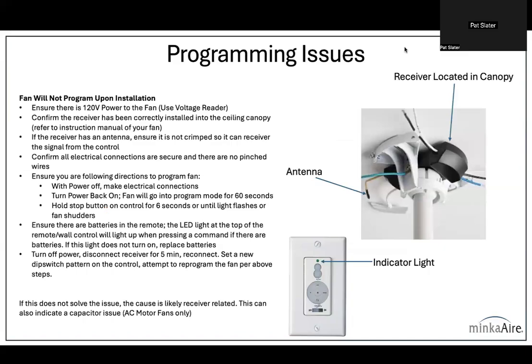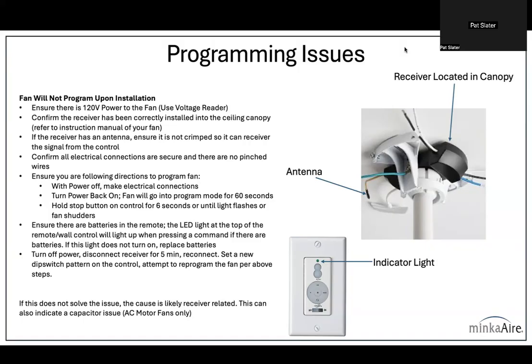Programming issues. If you're having trouble programming your fan from the start, or your fan has lost its connection, start here. First, ensure there is constant and continuous power to your fan by using a voltage reader. Inconsistent or inadequate power supply can affect or damage the performance of a receiver. Ensure the receiver has been installed correctly by referring to the instruction manual. If the receiver has an antenna, ensure it is not crimped and damaged.